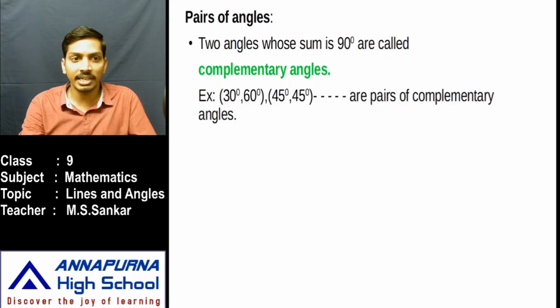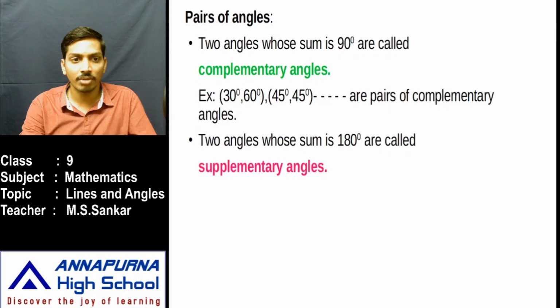Example, 30 degrees and 60 degrees. The sum of the two angles is 90 degrees. So the angles 30 degrees and 60 degrees are complementary angles. Next example, 45 degrees and 45 degrees, whose sum is 90 degrees. So the angles 45 degrees and 45 degrees are complementary angles.